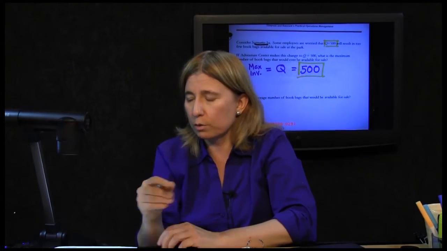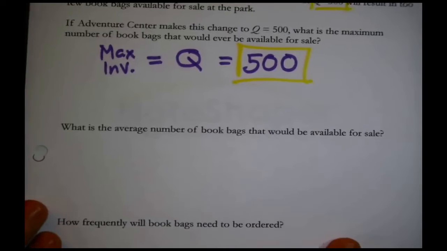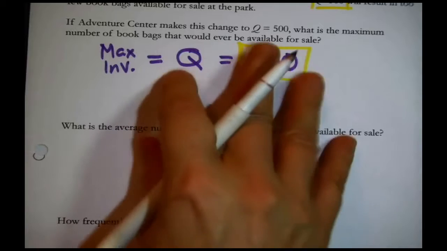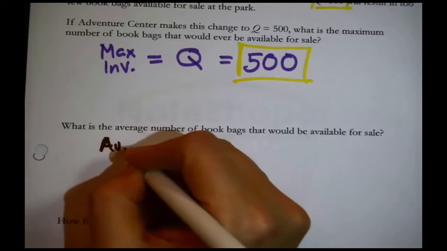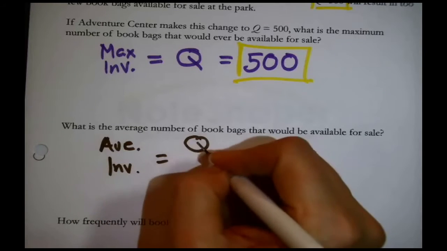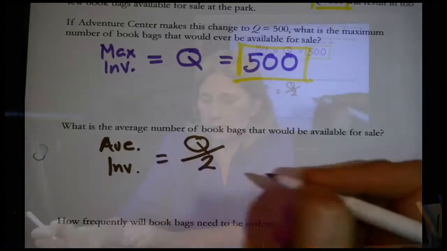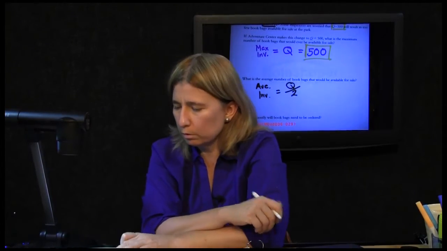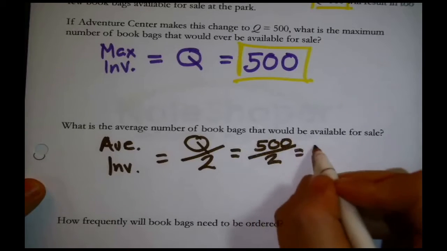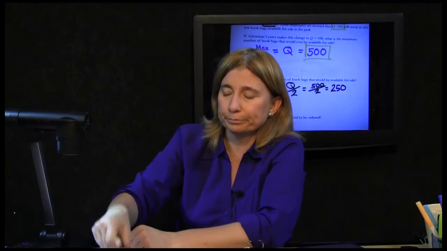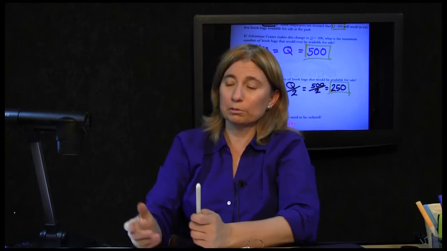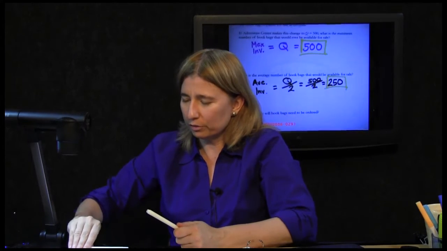What about, next question, what is the average inventory of book bags that would be available for sale? In this situation, average inventory isn't that much more complicated. Take Q, the order size, and divide it by 2. That's it. Oh, okay, so in our case, on average, how many branded book bags would they have sitting around? 250. And that answers that. Oh, okay, well, we're on a roll. Let's look at this last one.